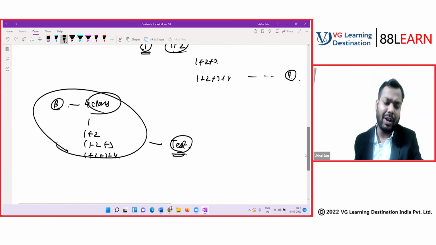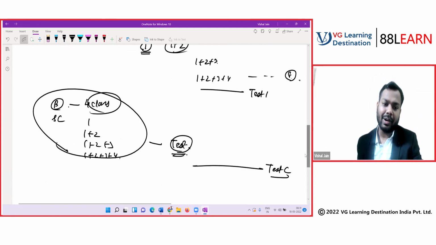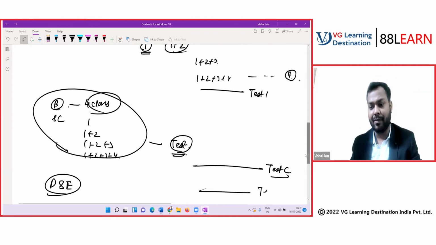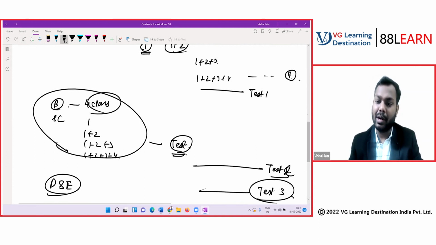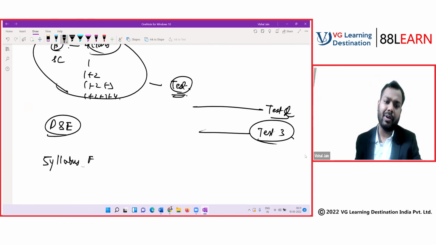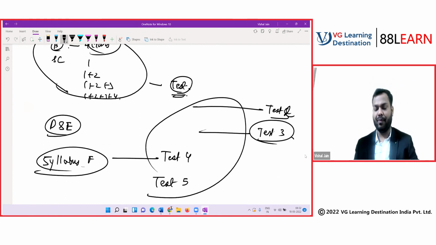Not after syllabus area B, sorry, we'll have one test after syllabus area A. After syllabus areas B and C, I will take test number 2. Then after completing syllabus areas D and E, I will take test 3. After completing syllabus area F, I'll take test 4 and then test 5. So these are the 5 tests which you have to give.